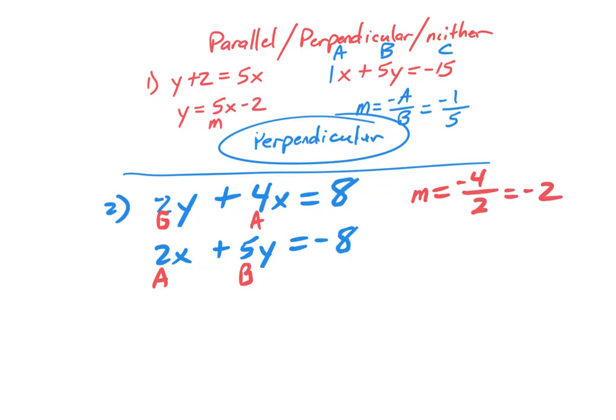Should be -2. And then the bottom is -2 over 5, which does not reduce. Are those two parallel? Definitely not. Not the same. Are they perpendicular? Nope. And so then we would say neither.